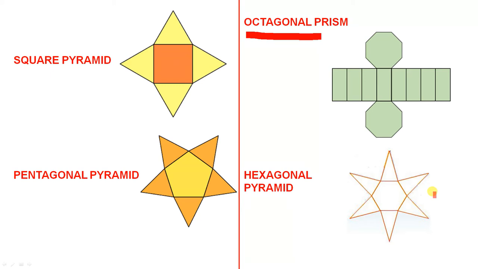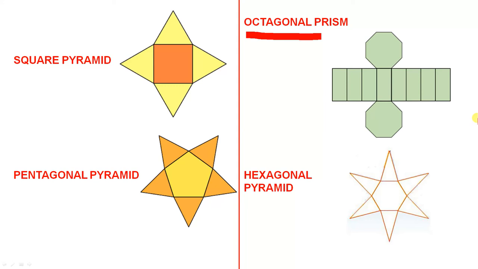And the same with a hexagonal pyramid. That goes up to a point because you've got 6 sides. See, 1, 2, 3, 4, 5, 6 sides for the base. And then you've got 6 triangles. Fold them up, and that's where you get your pyramid.